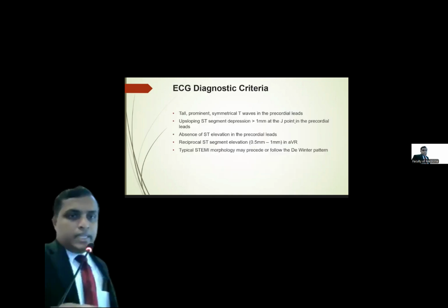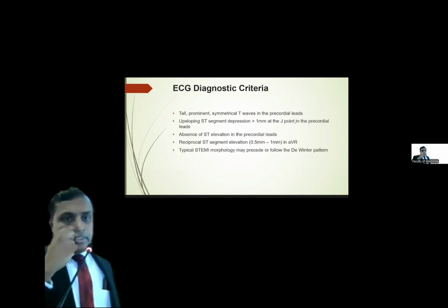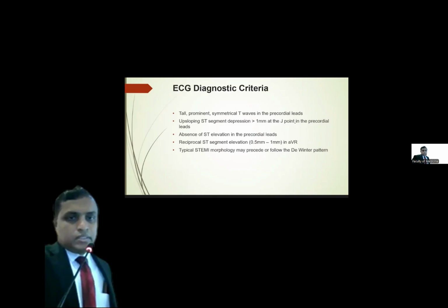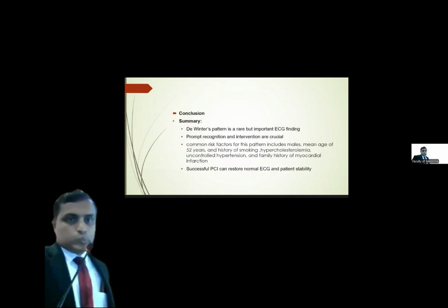So the ECG diagnostic criteria: tall, prominent, symmetrical T waves in the precordial leads, upsloping ST segment depression of more than 1 millimeter at the J point in the precordial leads, absence of ST elevation in the precordial leads, and reciprocal ST segment elevation of about 1 to 1.5 millimeters in aVR, and a typical STEMI morphology can develop thereafter. So these are very important ECG findings.